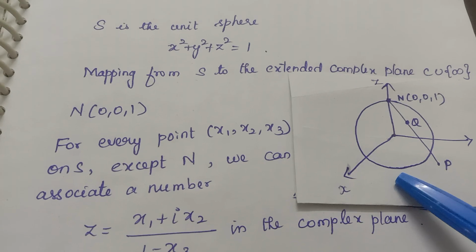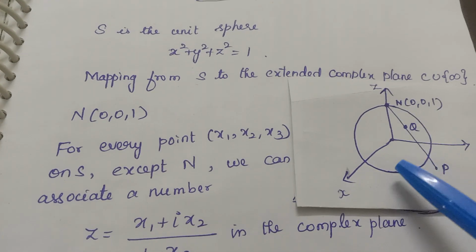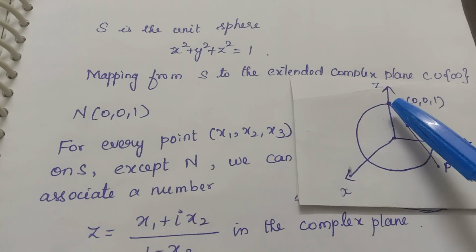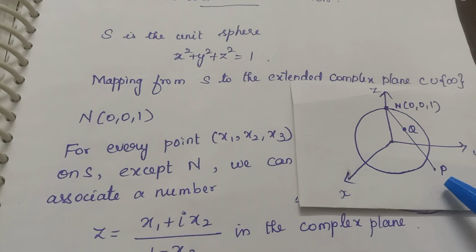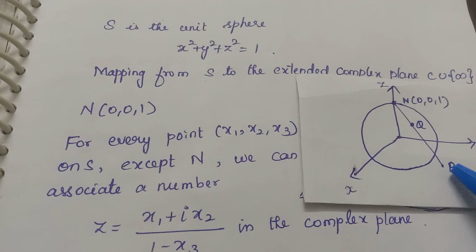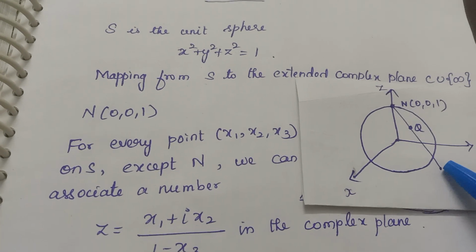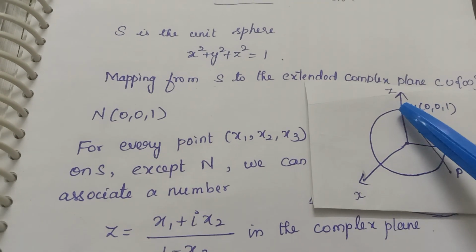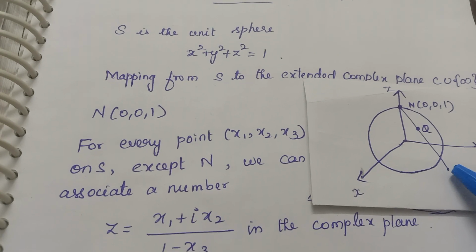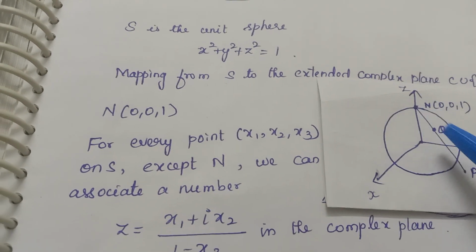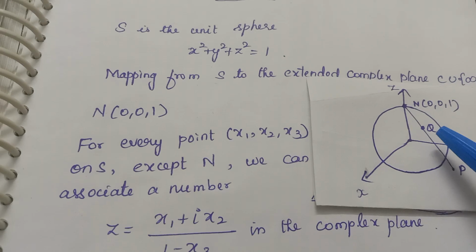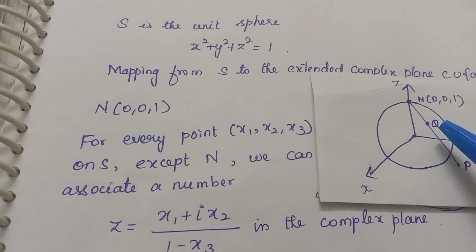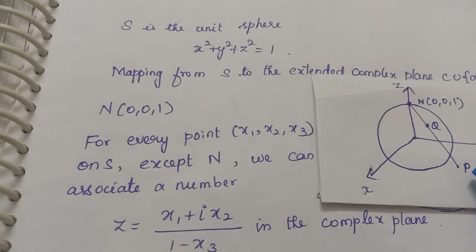So what we are doing here? This is the unit sphere and this is the xy plane, or the complex plane. Here this point N is (0, 0, 1). For every point P on the complex plane, you join it by means of a line with this point N (0, 0, 1). This line will meet the surface of the sphere at exactly one point, and that point is called Q corresponding to this P.